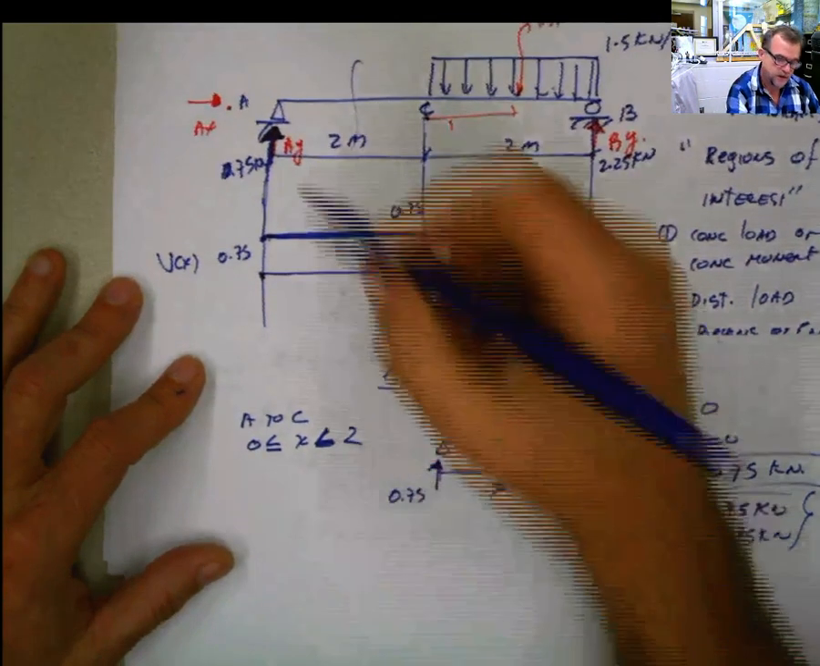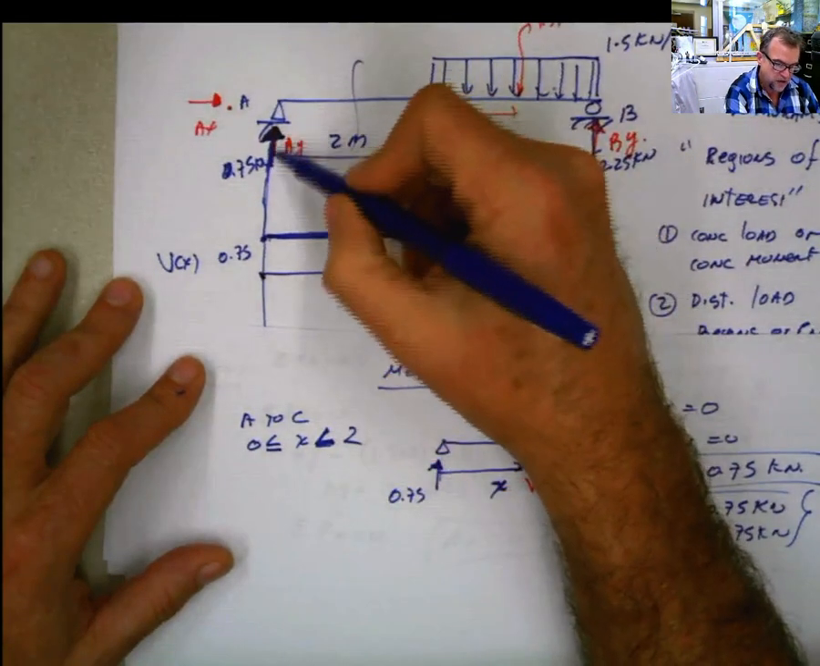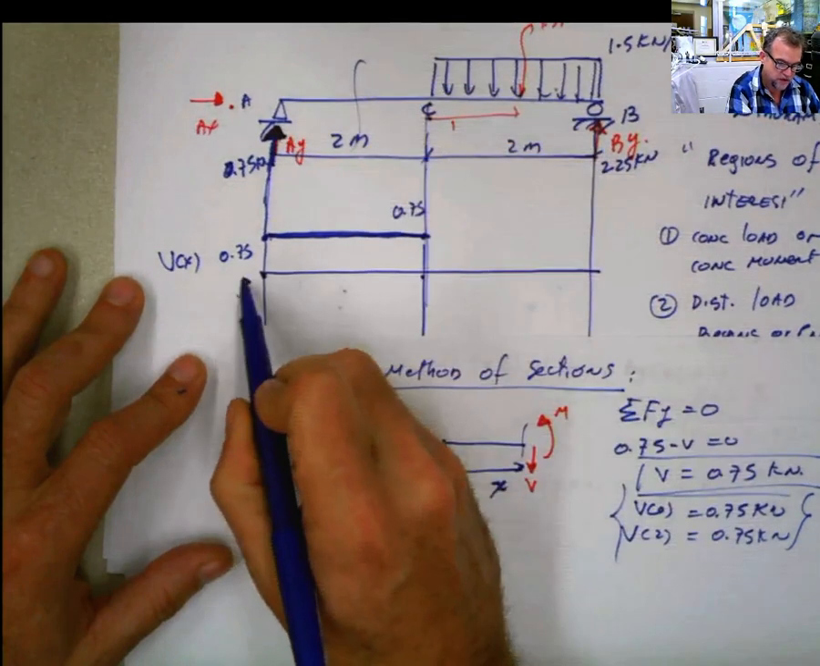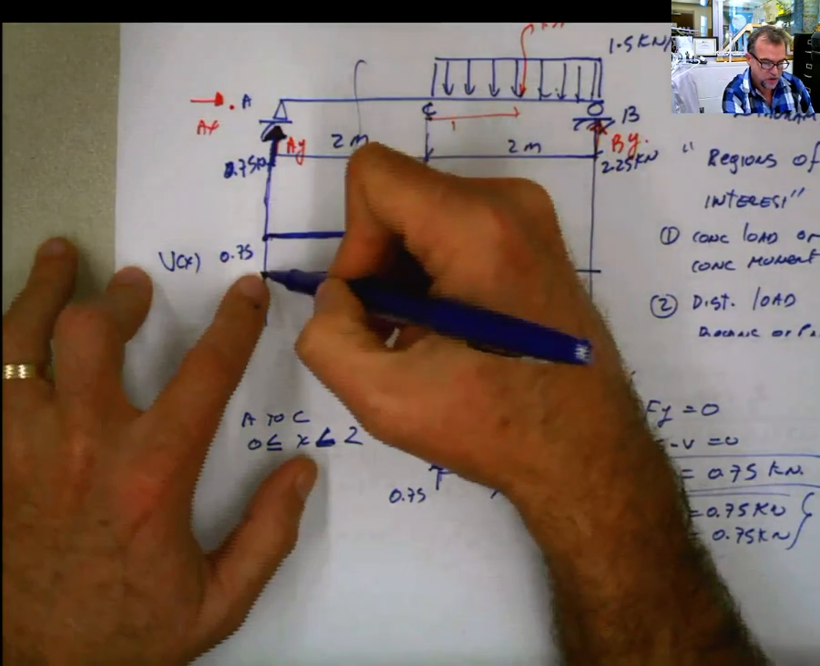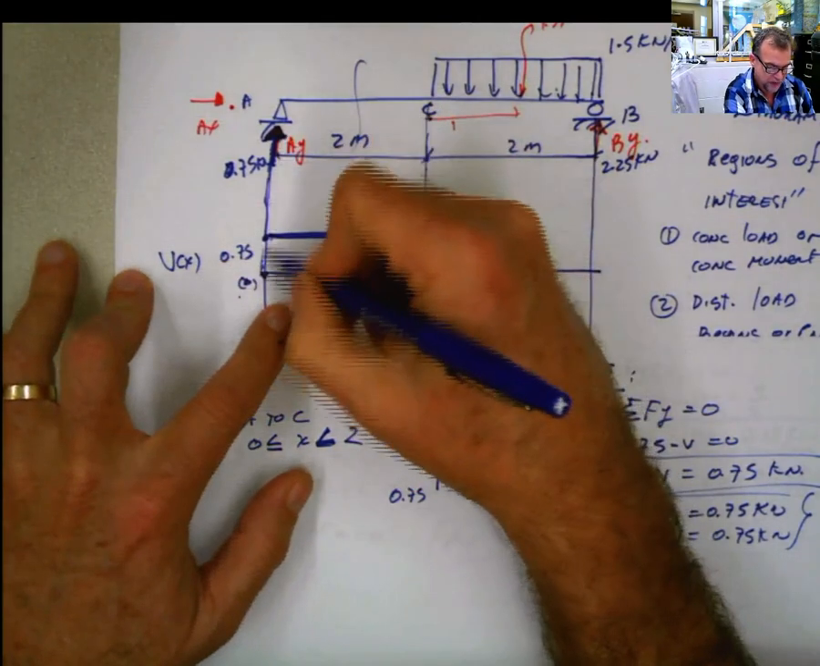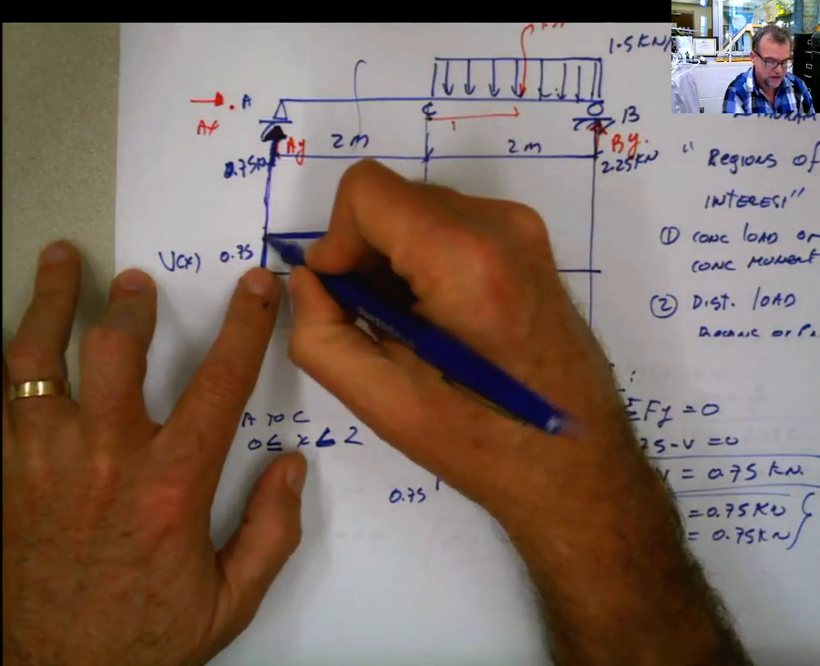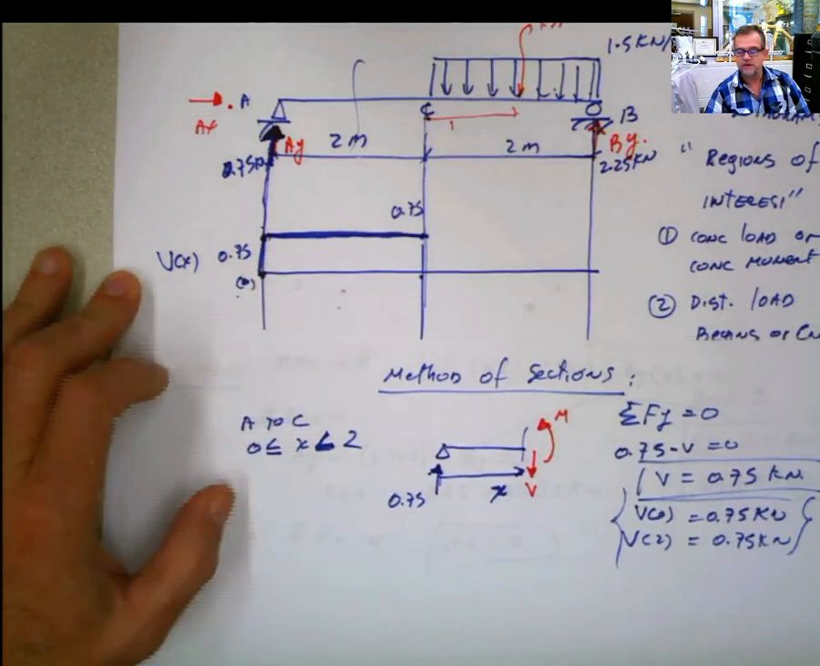So in this part here, this is a concentrated load. That means that my shear diagram starts from zero here, and finds that load, which is gonna make this point jump in the same direction, up, and in the same value, 0.75. That's why that value is 0.75 there.